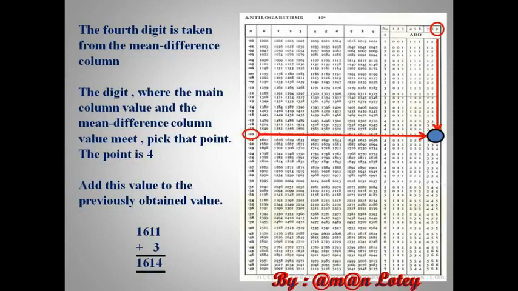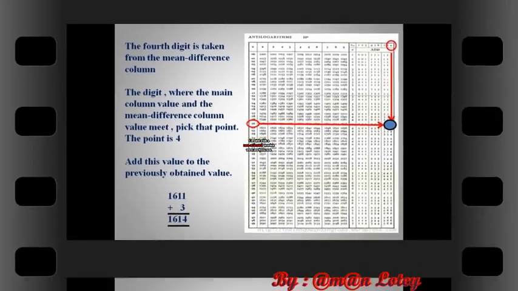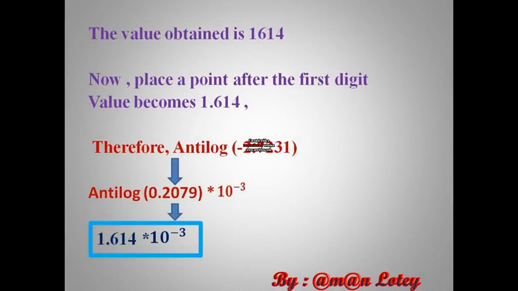There are some images on the internet where the value of 0.20 and the mean difference value 9 meet at point 4, which is wrong. The exact value is 3, which is taken from the book. So we should add the value of 3 to the previously obtained value so as to get the answer 1614. Now place a decimal point after the first digit, it becomes 1.614.